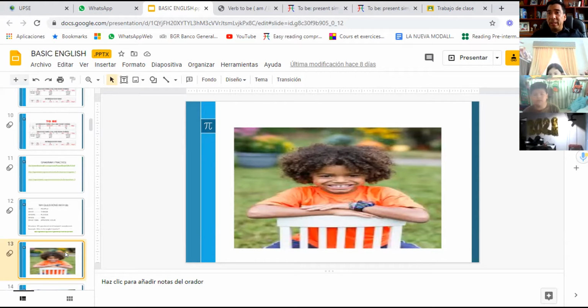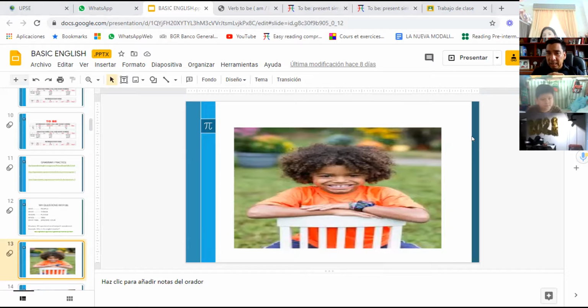Aquí aplicamos lo que aprendimos. Just raise your hand. Just raise your hand, guys. Solo levante su mano. Maya. Go ahead, Maya. Where is he sitting? Can you repeat that, Maya? Where is he sitting?